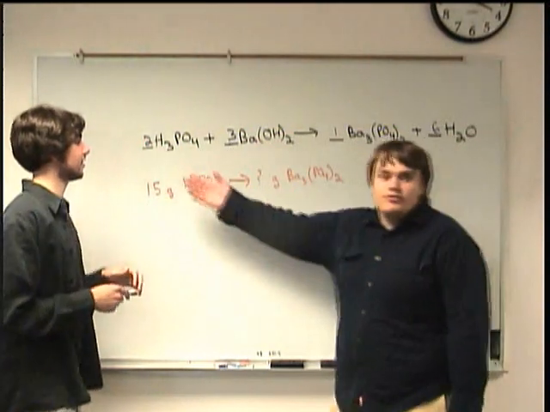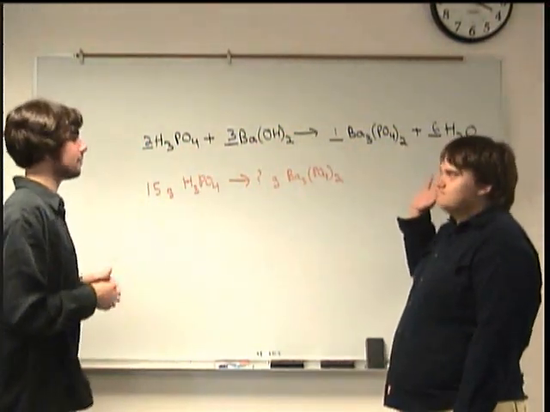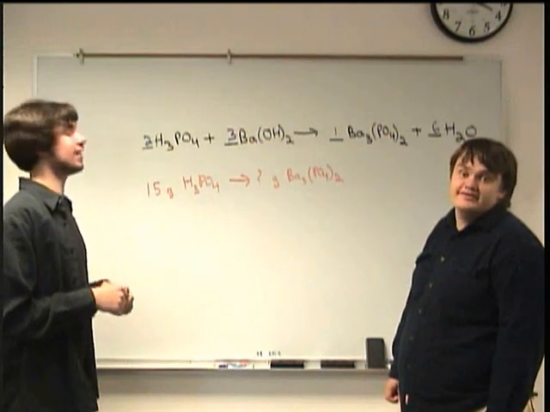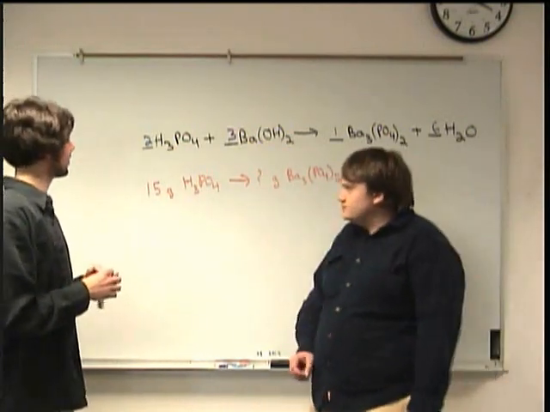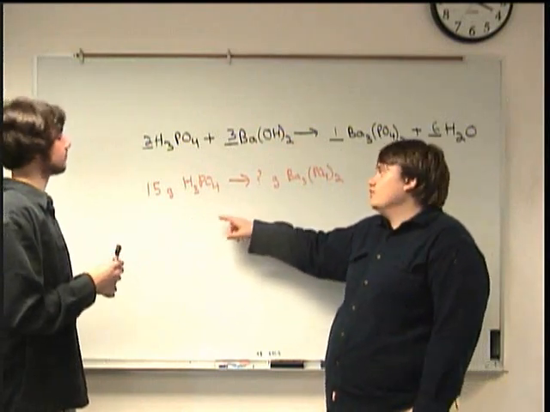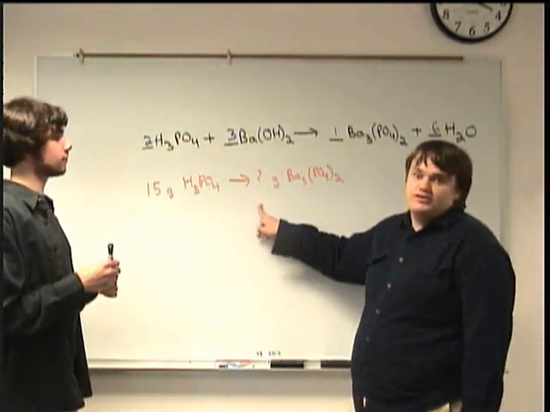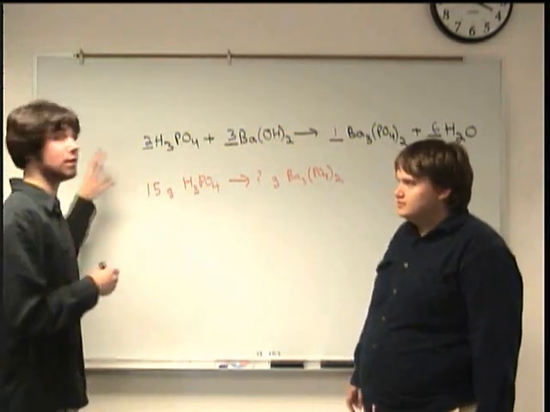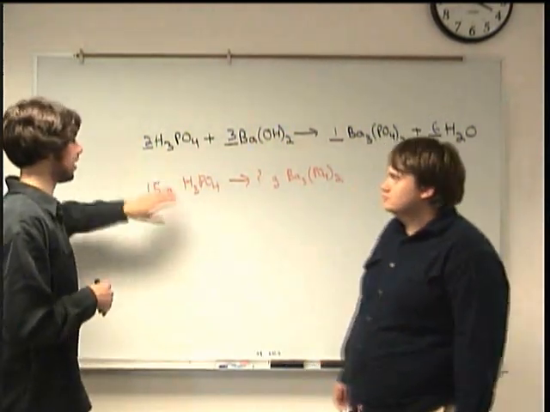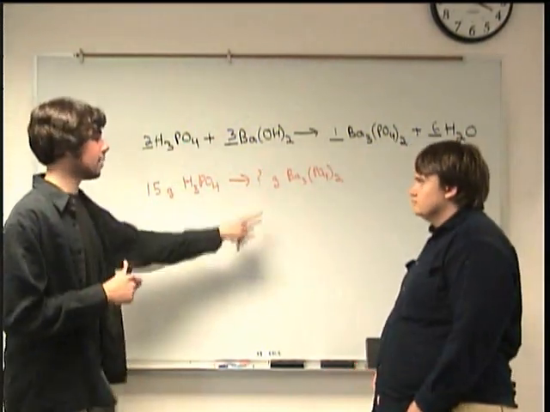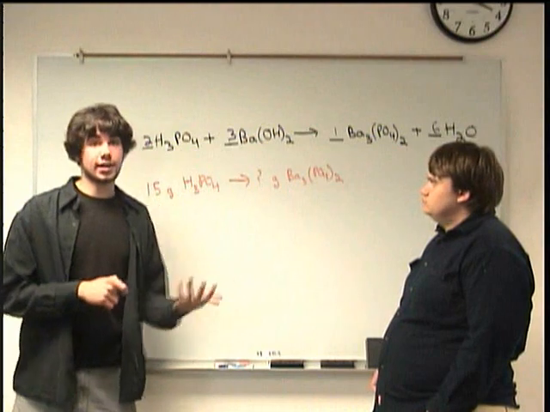Okay, so of course, we have a chemical equation here. All balanced and everything. Well, that cuts out a lot of work for us. Absolutely. So 15 grams of H3PO4 to however many grams of this stuff. Basically, we have 15 grams of phosphoric acid as our reactant, and we're trying to figure out how many grams of the salt we're going to get as our product.